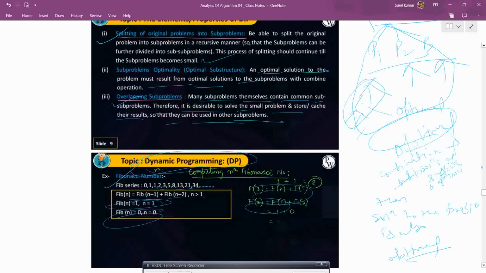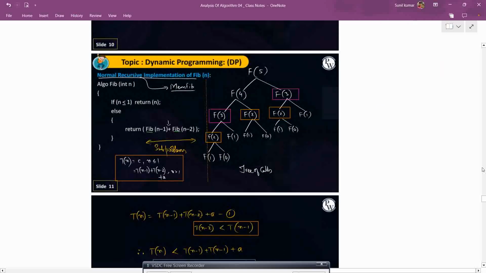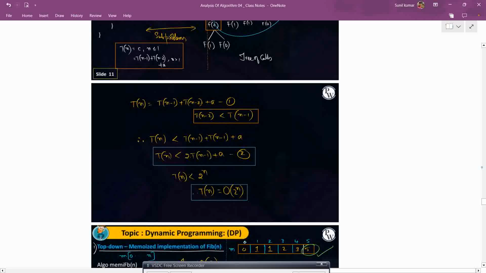This is how Fibonacci works: if n is less than or equal to 1, return n. The normal recursive implementation is this, but its time complexity is 2 to the power n. So this is how we do the things.